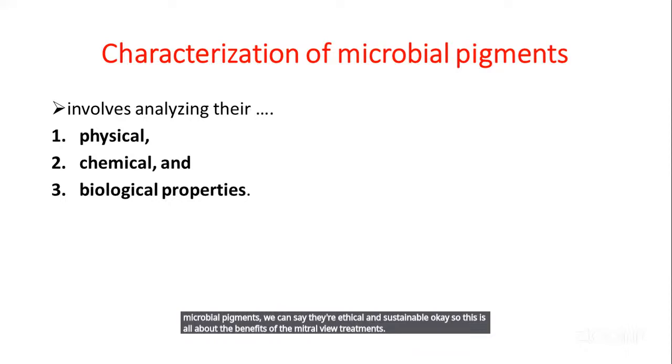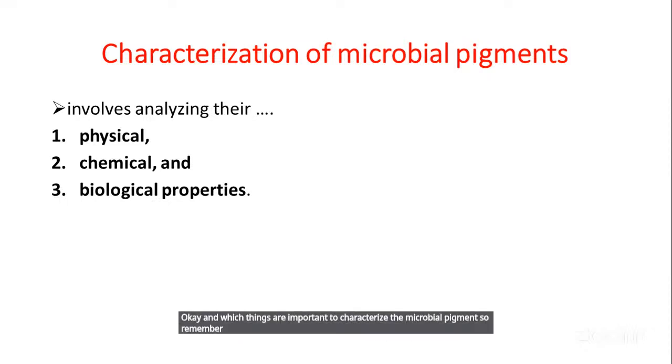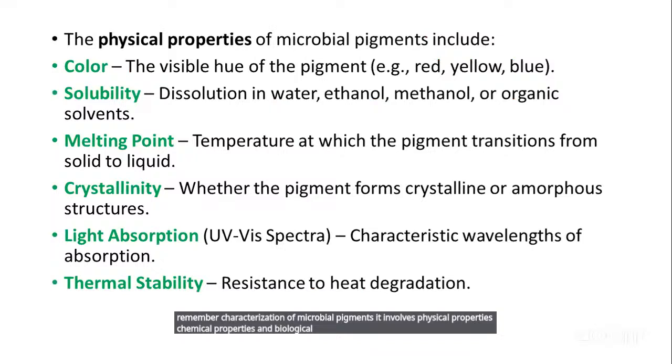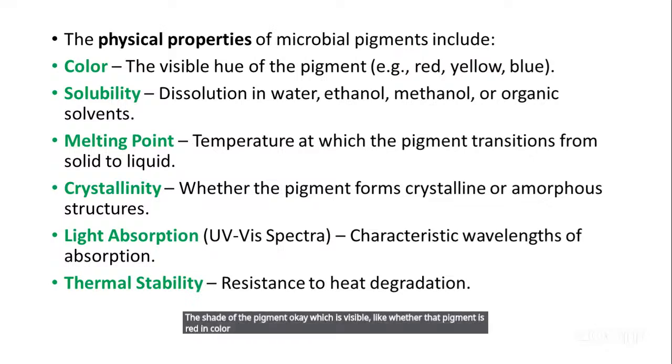Now, let's talk about the characterization of microbial pigments. How should we characterize the microbial pigment? Okay, and which things are important to characterize the microbial pigment? So remember, characterization of microbial pigments involves physical properties, chemical properties, and biological properties. Okay, so what comes under the physical property of microbial pigment? Things like color. Okay, the shade of the pigment which is visible, like whether that pigment is red in color, yellow in color, blue in color. It comes under the color, physical property.